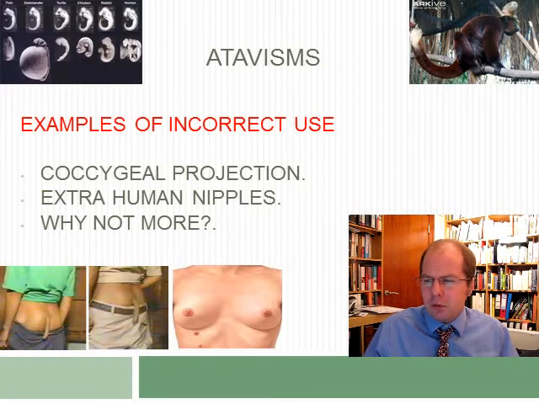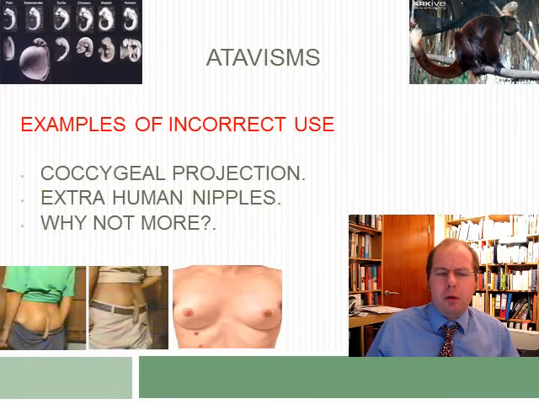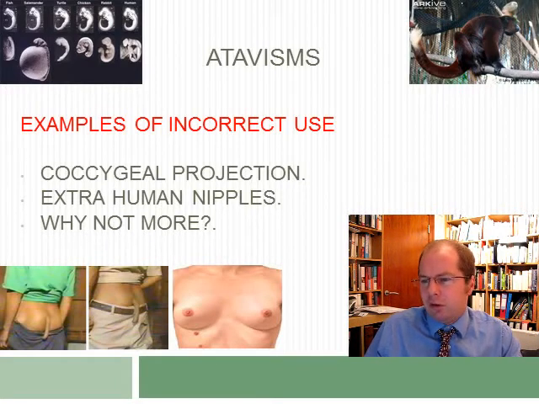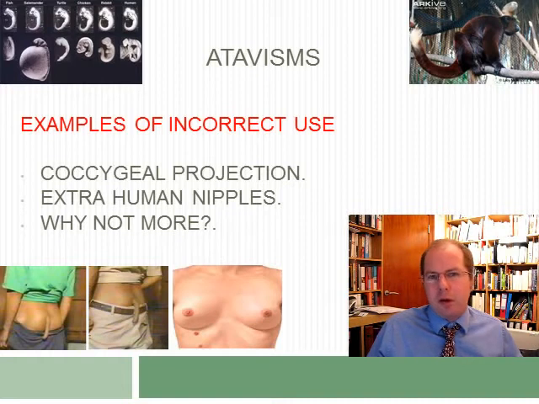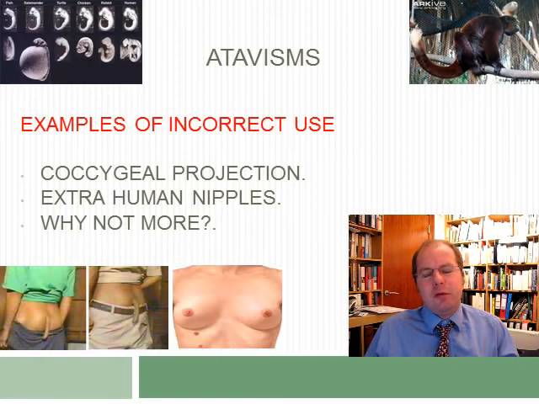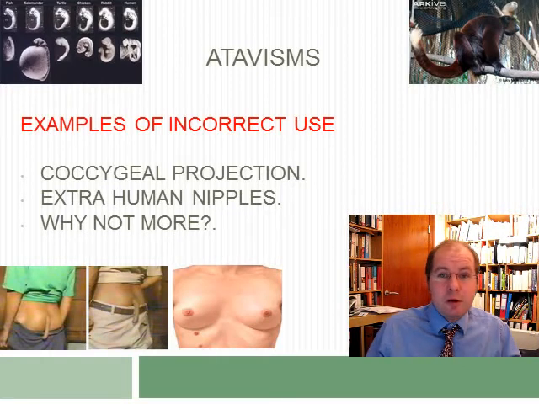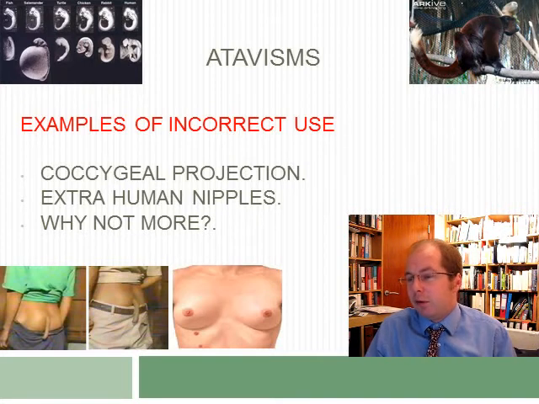After all, why don't we find, as it were, scale genes? Why don't we find people being born with ape nipples and so on? Well, the reason is because we're not descended from apes, we're not descended from reptiles.